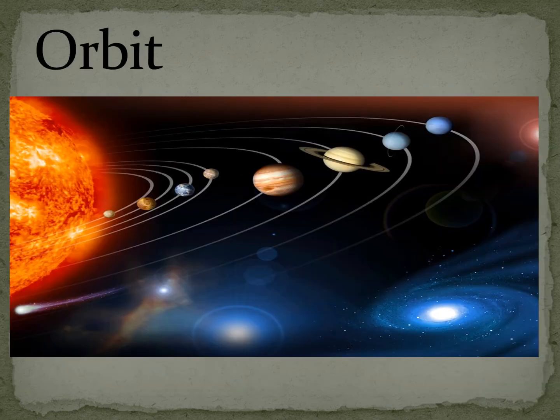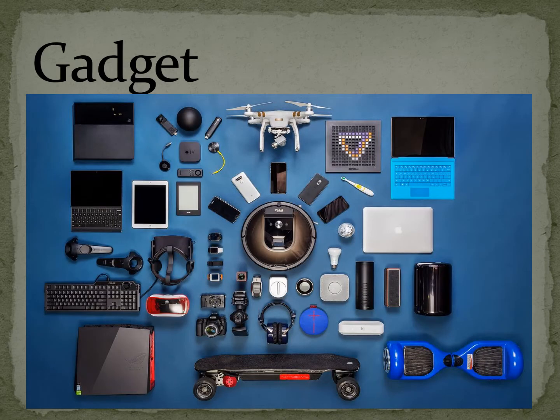Orbit. Orbit is a noun which means a curved path in which planets rotate around the sun. Orbit. Gadget. A gadget is a small, ingenious tool that is useful and cleverly designed. Can you see? These are gadgets.